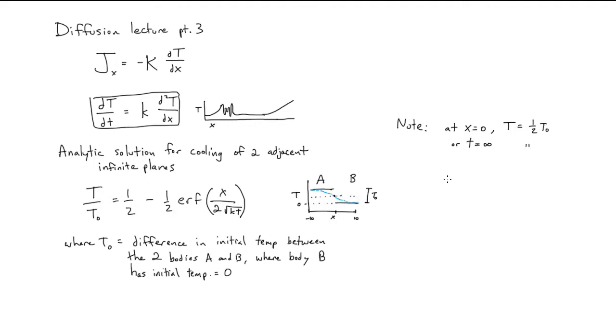And let's try this at x. So let's say at x is infinity now. So we're really far away from this boundary. The error function of a really large number is 1. So we have 1/2 minus 1/2. We have 0 over here. So T will be 0. Okay, so in other words, T will be the initial temperature of body B.